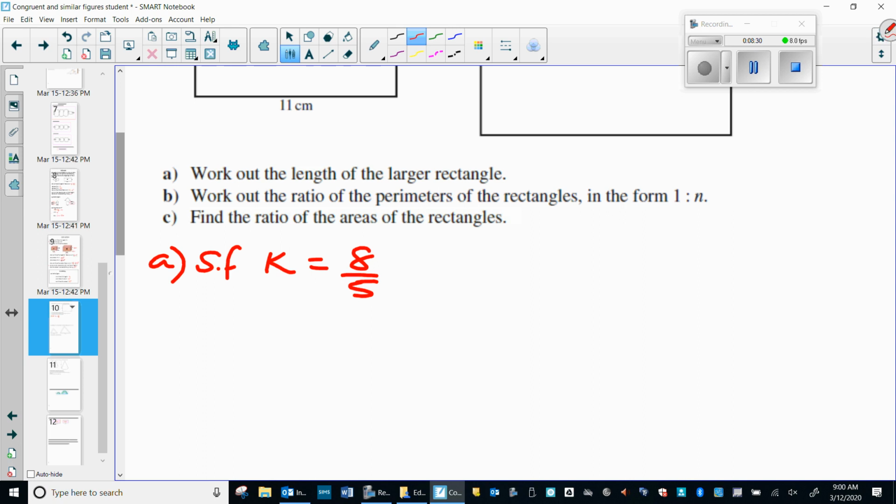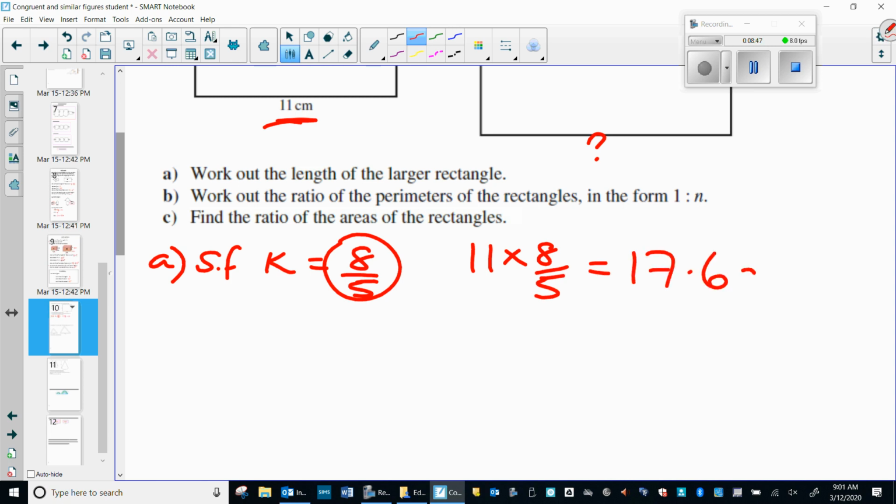So how are we going to find this missing measurement here? We're going to multiply 11 by that value, yes? So 11 multiplied by 8 over 5 is 17.6. So please don't panic if you're not getting whole numbers. Notice I didn't even find out what this was as a decimal. It doesn't matter. I've kept it as a fraction.